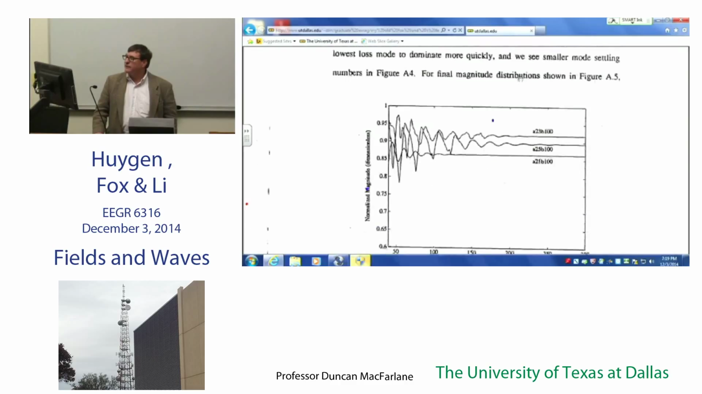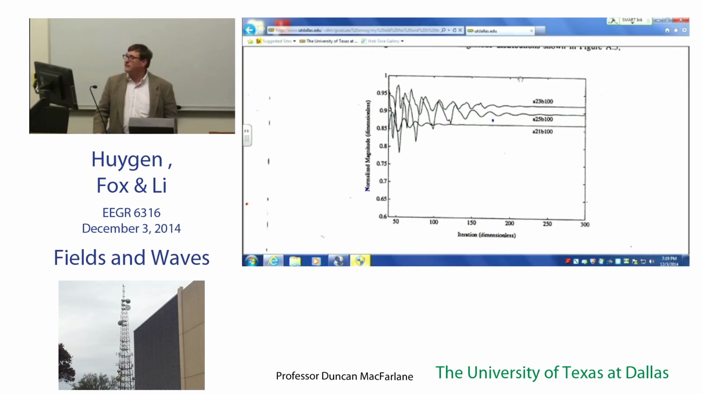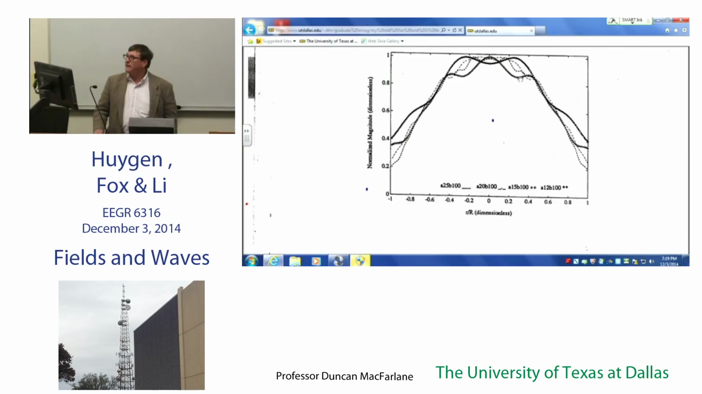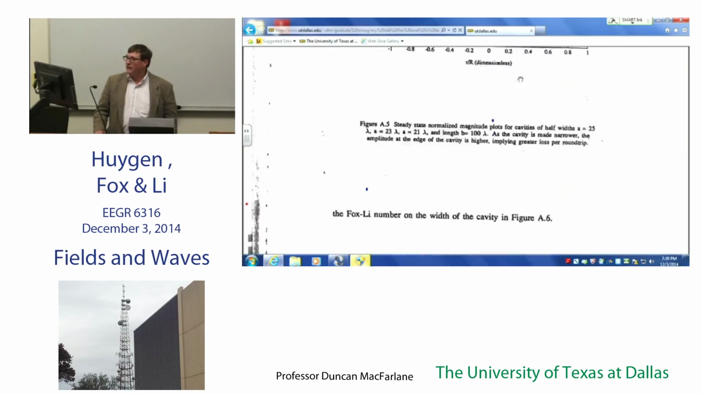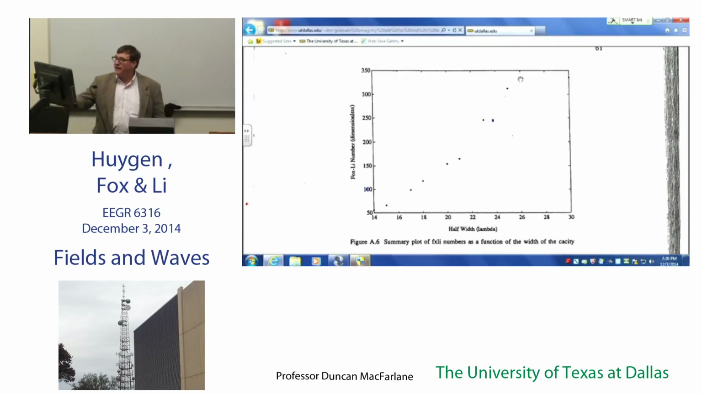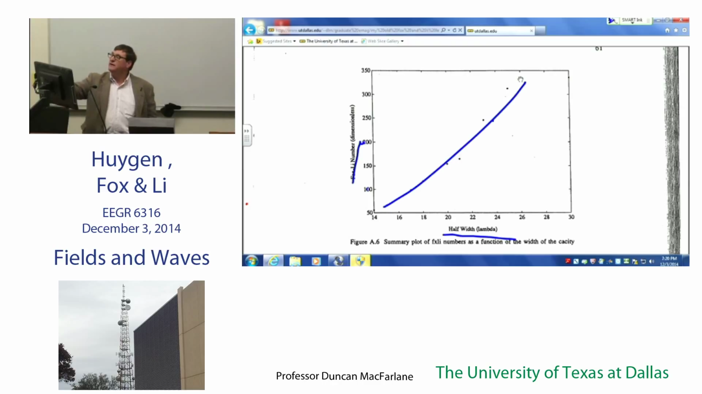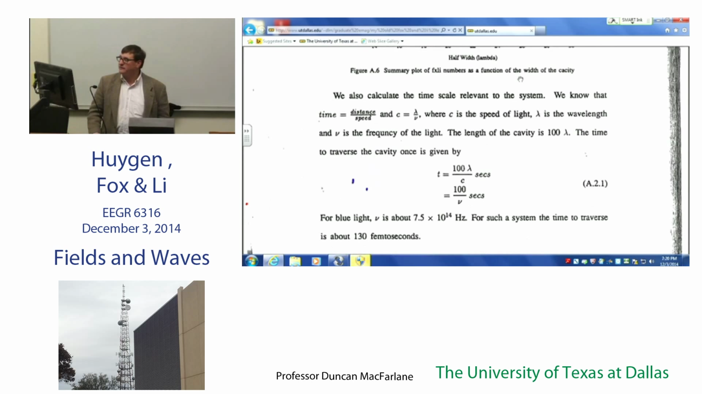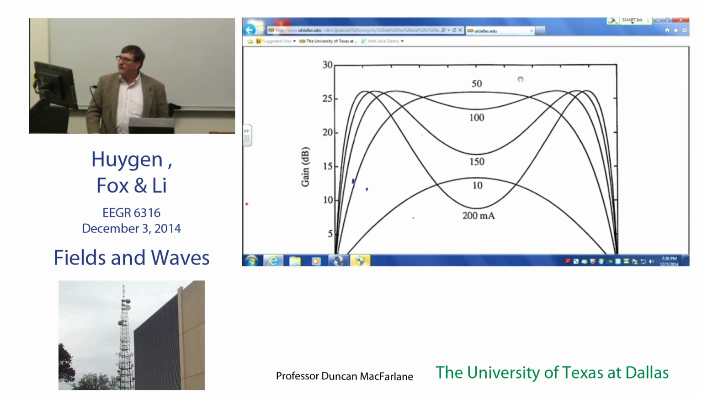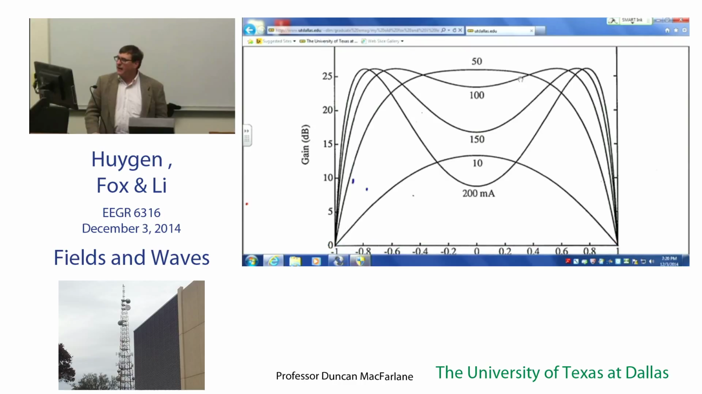Okay, let's see. Again, this is just iterations and settling times. I think this is for the same cavity, but for slightly different dimensions. And here are the different modes, again, for different dimensions. And if I plot this Fox and Li number, and what I mean by that is the settling time, how long it takes to settle, as a function of the size of the cavity, I see basically a trend that the more spatial filtering I have, the faster my mode converges. Okay, so that's just something we sort of talked about, and this is a little bit more definitive.